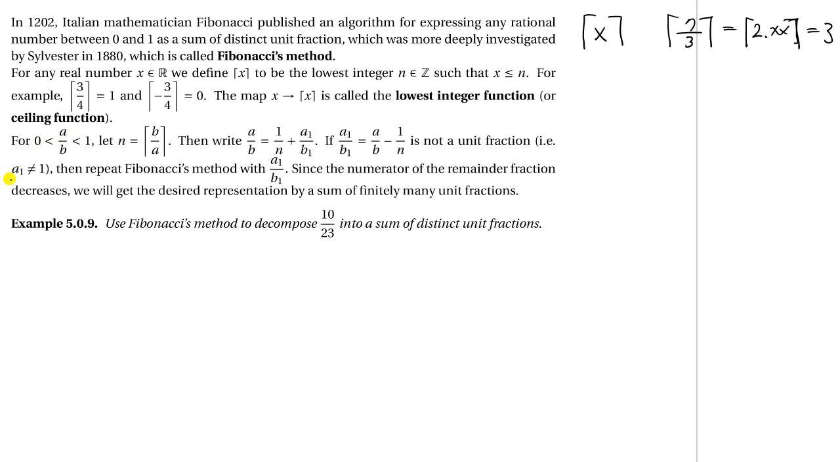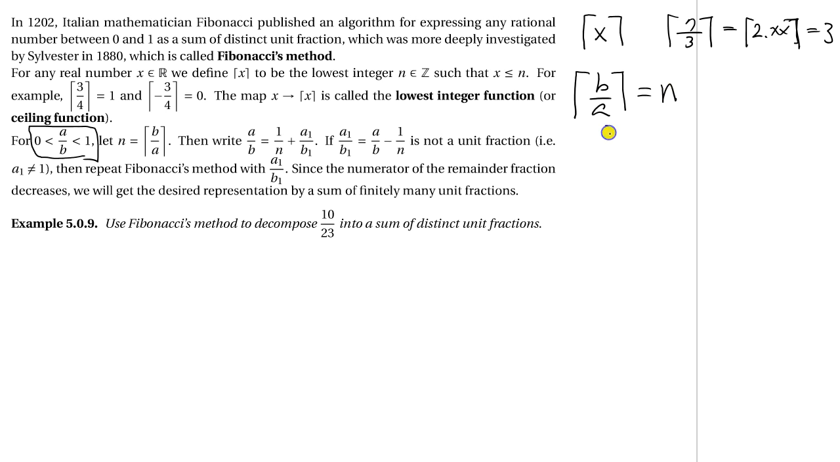The method is like this. Let's choose any fraction between 0 and 1, any rational number between 0 and 1, then it can be written as a over b. Then let's take the reciprocal of it. So be careful: a over b is between 0 and 1, so if you take the reciprocal of it, it must be greater than 1. It's guaranteed, right? And let's take the ceiling of it. And let's say that integer is n.